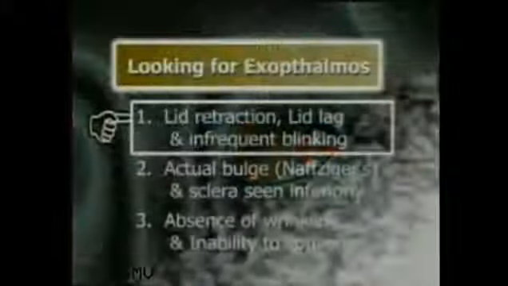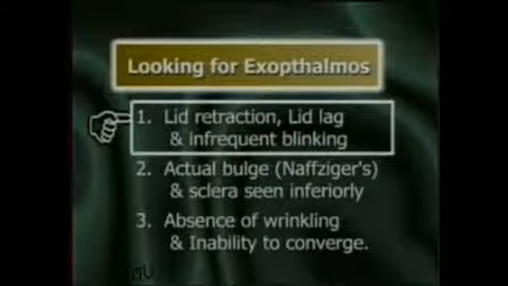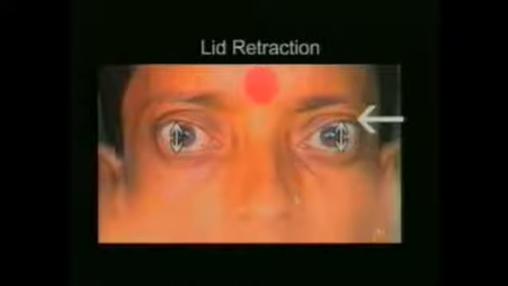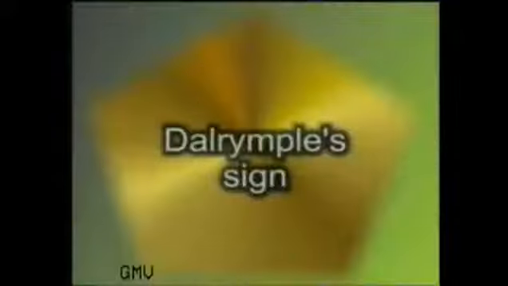The early eye signs of thyrotoxicosis are lid retraction, lid lag, and infrequent blinking. The earliest eye sign to appear is the lid retraction with resultant widening of the palpebral fissure, also termed as Dalrymple's sign. Note here the lid retraction, which is more prominent in the left eye.